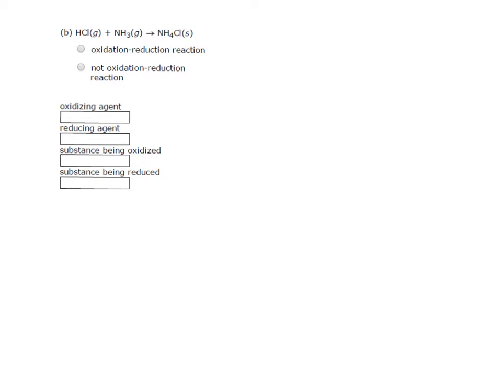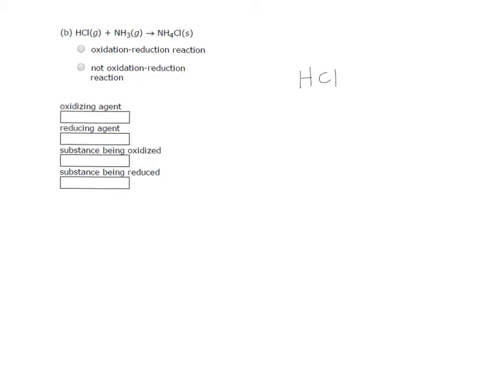Homework 11, question 3, part B. Again, this question asks us to figure out what element was oxidized and what element was reduced, if any, and then identify oxidizing agent and reducing agent. Let's start by assigning oxidation states.